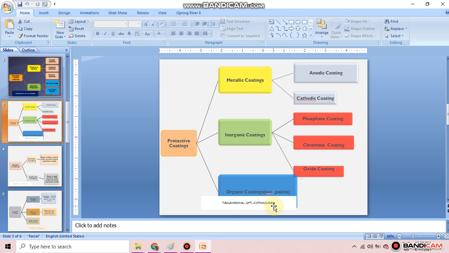So this is one of the corrosion controlling methods, that is protective coating. We will discuss cathodic protection in the next part.